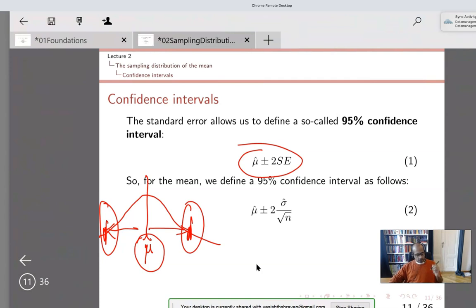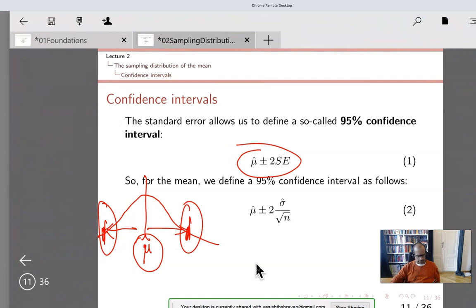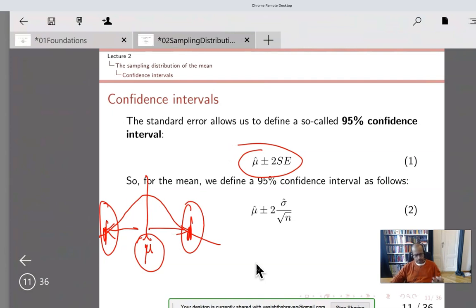Okay. So it is very common in papers for us to report the sample mean, which is mu hat, with a lower and upper bound. So mu minus 2 times standard error and mu plus 2 times standard error gives us the 95% confidence interval. So that's how we are going to report our uncertainty about the sample means.